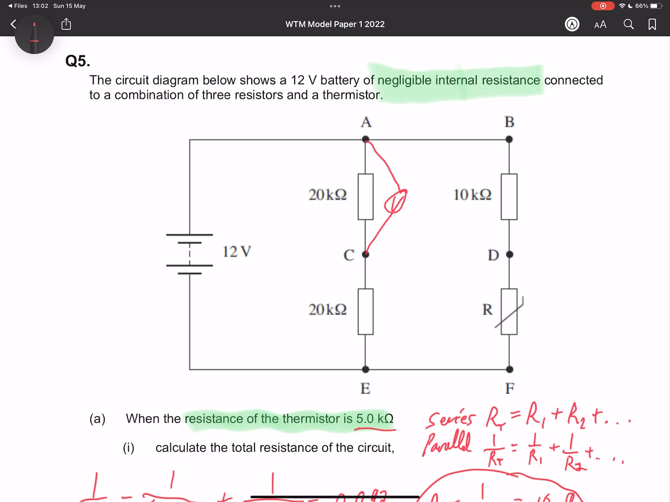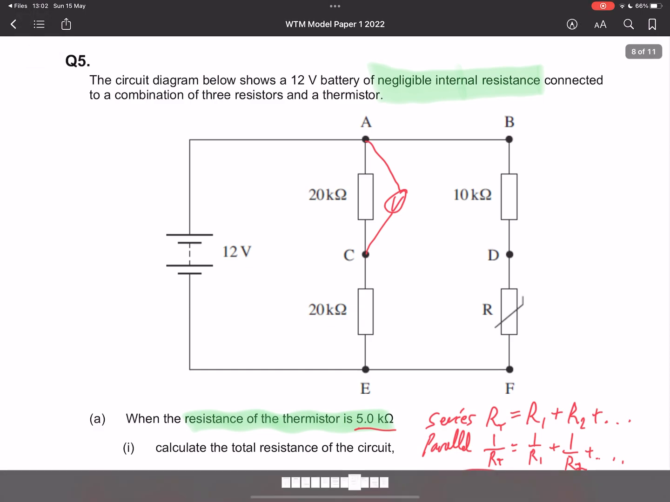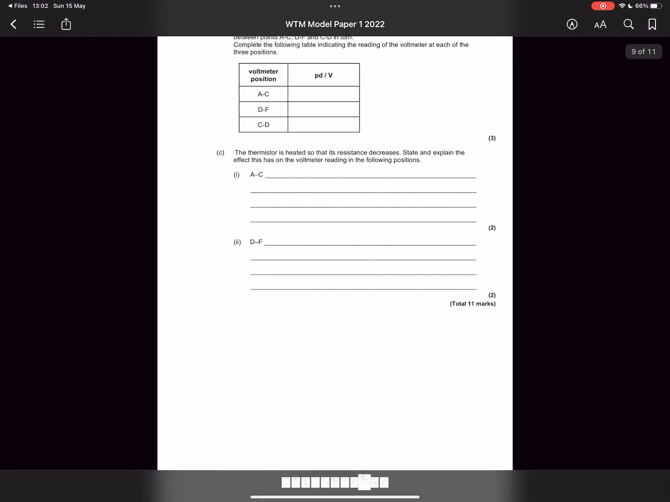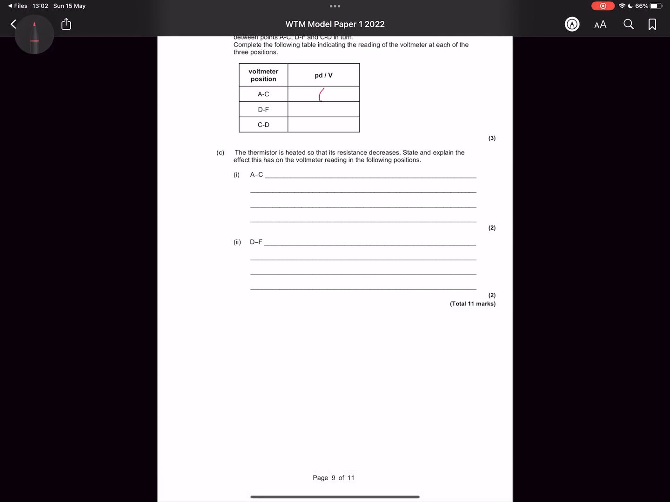Now, because we've got a 12 volt supply, that 12 volts will have to be transferred across everything in a single loop. The current would be passing through two resistors of identical resistance, meaning there would be an identical voltage across both. So 6 split in half.